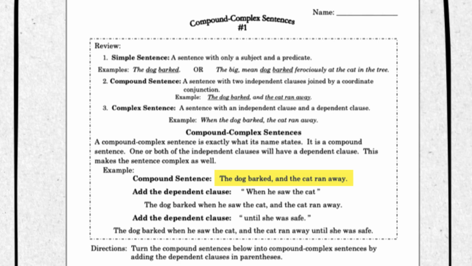So start with the dog barked and the cat ran away. There's your compound sentence. Okay, what happened to make the dog bark? When he saw the cat. So you can put in, when he saw the cat, comma, the dog barked and the cat ran away. Boom. There's your compound complex sentence.